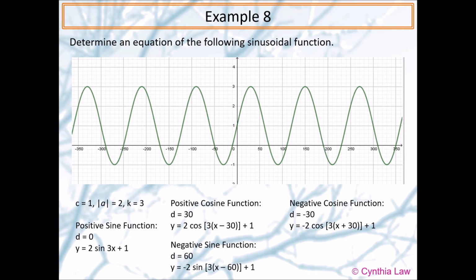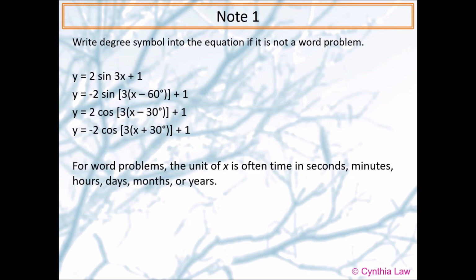However, this is not the end. We write the degree symbol into the equation if it is not a word problem. For no phase shift, it's 0 degrees, but when we substitute d is 0 degrees, we don't really need to write it when we simplify, so we don't see the degree symbol. For the other three equations, we're supposed to have 60 degrees, 30 degrees, and negative 30 degrees if it is not a word problem. For word problems, the unit of x is often time in seconds, minutes, hours, days, months, or years.